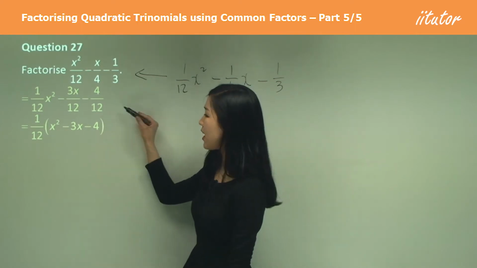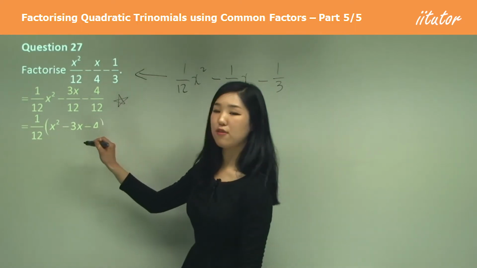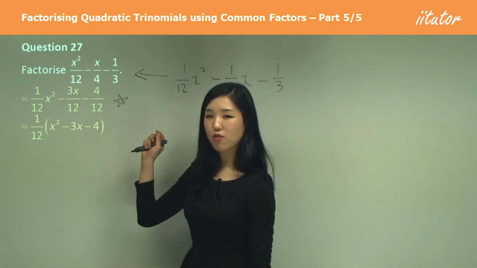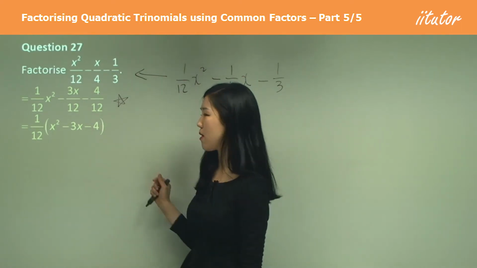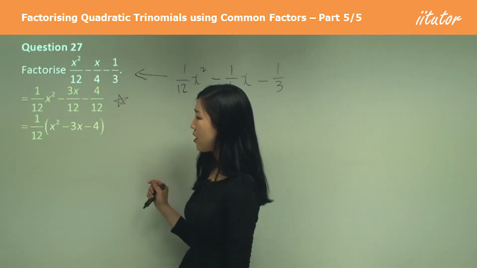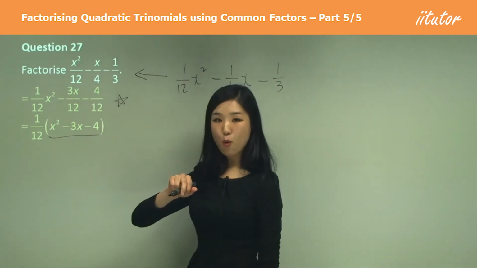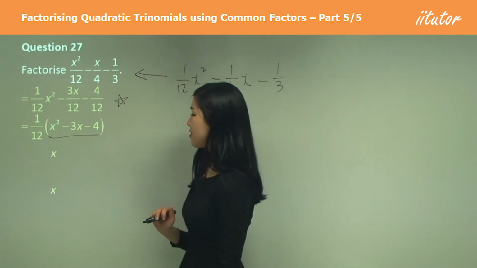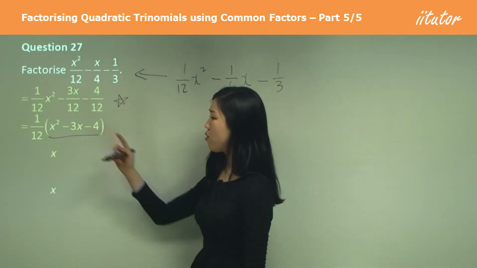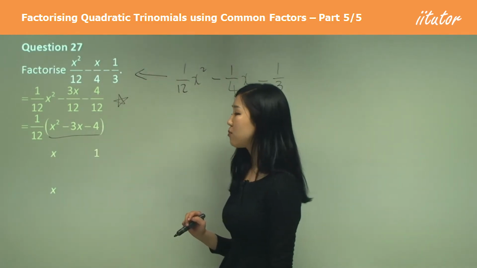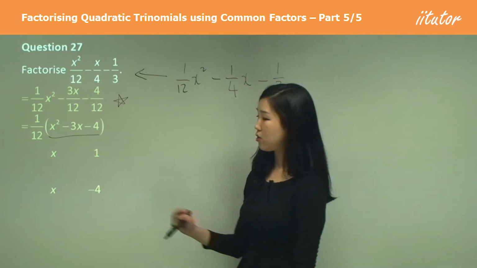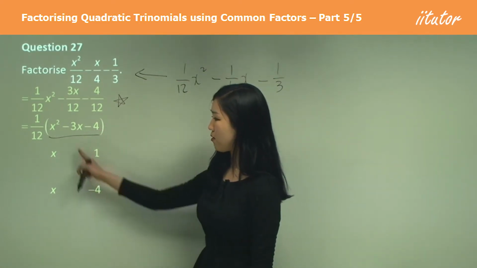So you can change it like this, and it will help you a little bit more in factorizing fractions, because fractions always confuse you, don't they? So that's what I've done, and now let's factorize the inside. There are no more fractions, which is excellent. So I've got x and x. Now for 4, I'm going to use plus 1 and minus 4, because we need a negative, and I know that 1 minus 4 is negative 3.